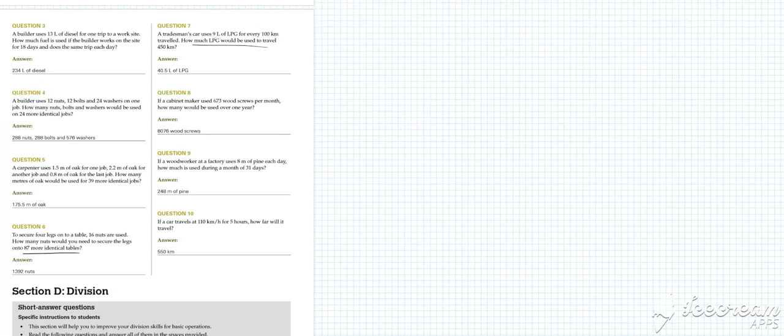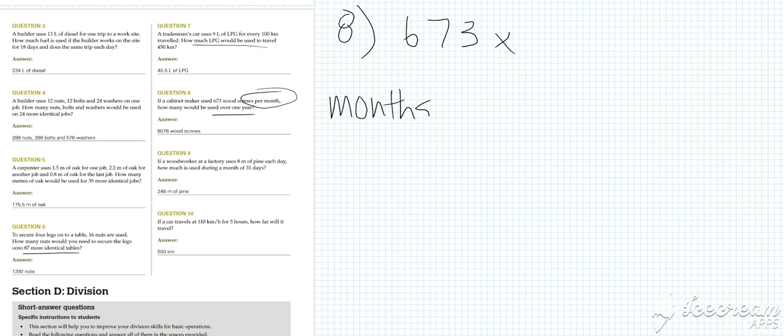Okay, then we're going to look at question 8, and what you see is we have 673 screws, and we need to times that to get to 1 year, because we're currently looking at a month. It's really important that we know how many months there are in a year. There are 12 in a year, so we're going to times by 12.